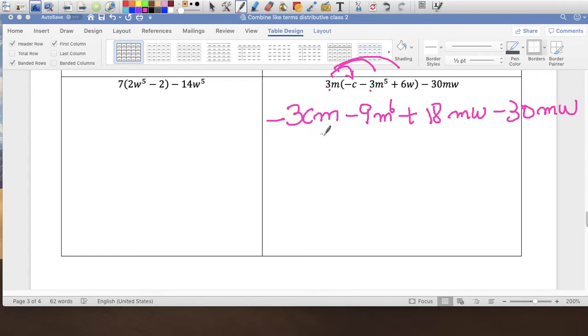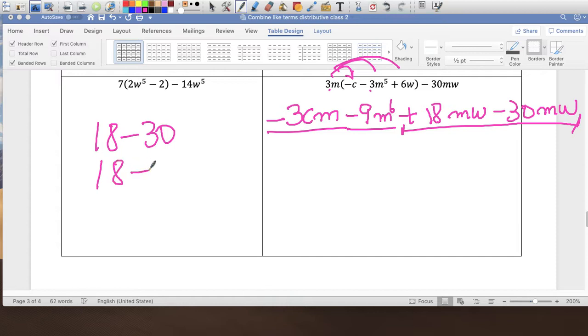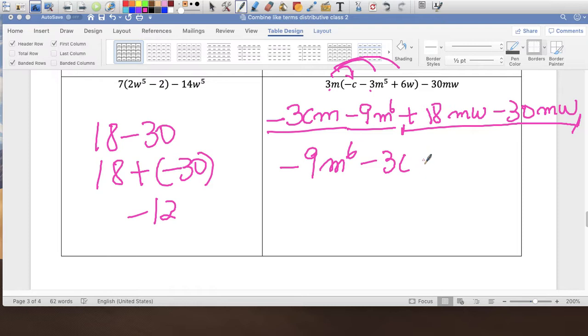Can I combine anything? I need to, well, this doesn't combine with anyone, because there's nobody who's a cm and there's nobody who's an m6. So literally the only 2 that I'm combining are these 2. So 18, think of it as 18 minus 30, if it's easier for you to think of it that way. And you get negative 12. So I'm going to write this: negative 9m6 minus 3cm. And then these that we just combined, don't forget the variables, negative 12mw.